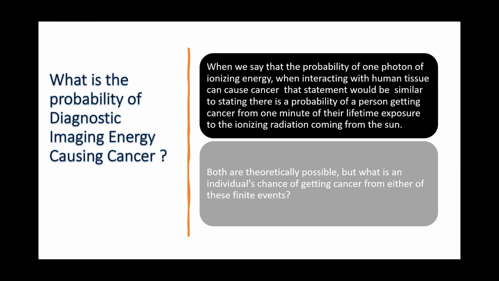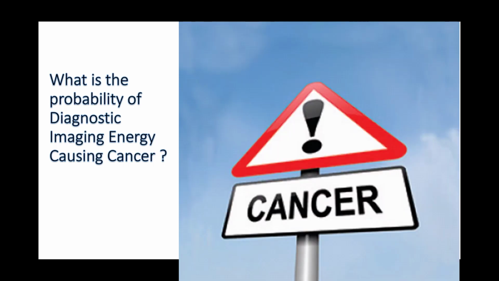So what is the probability of diagnostic imaging energy causing cancer? Well, when we say that the probability of 1 photon of ionizing energy interacting with human tissue can cause cancer, that statement should be similar to saying there is a probability of a person getting cancer from 1 minute of their lifetime exposure to the ionizing radiation from the sun. Both are theoretically possible, but what is an individual's chance of getting radiation cancer from either of these finite statements?